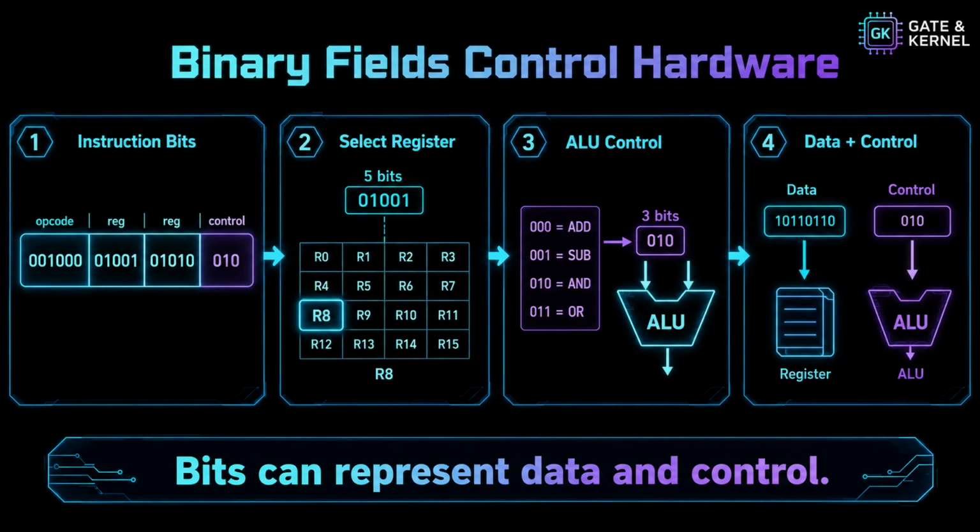Chapter 12, Binary fields can control hardware. Binary values are not only data. They can also control hardware. Inside a CPU instruction, some bits may select registers. Other bits may tell the ALU what operation to perform. A simplified control field might use 000 for ADD, 001 for subtract, 010 for AND, 011 for OR. Real processors use more complex encodings, but the principle is the same. Bits can represent both data and decisions about what the hardware should do.